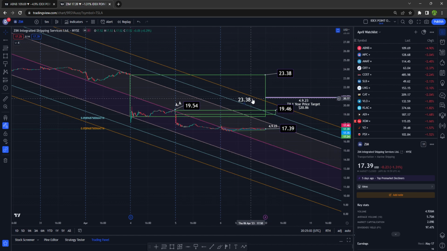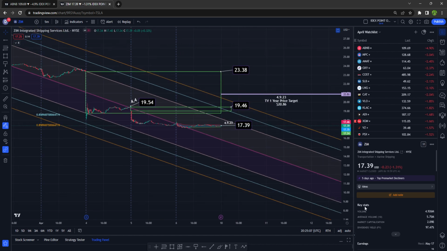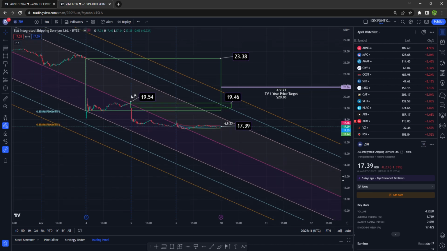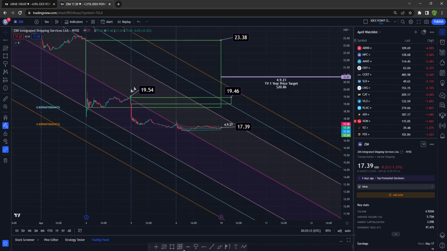All right. Let me just delete this. The 1-year price target is $20.86. So from where we are to the 1-year price target, we are looking at a return of roughly 7%. But if this gap closes, it would be even more. We can keep our fingers crossed.